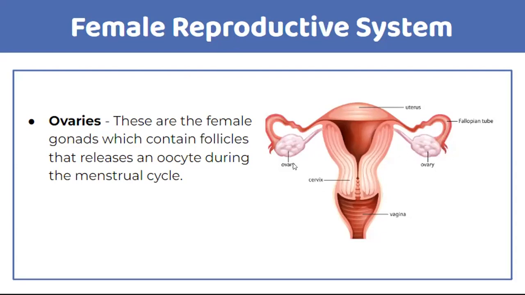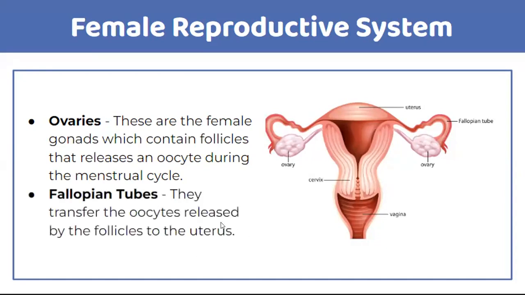There are two in every female, and they contain follicles, and these follicles can release something called an oocyte during every menstrual cycle. Fallopian tubes. The purpose of the fallopian tubes is just to serve as a transporter of whatever the ovaries are releasing, the oocytes released by the ovaries, and they need to be transported into the uterus over here, which is the place where pregnancy usually occurs.